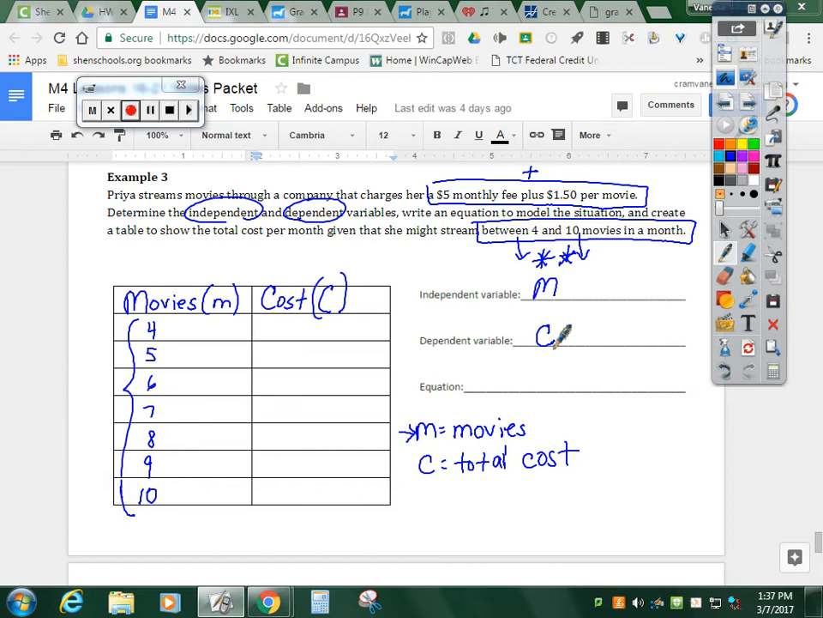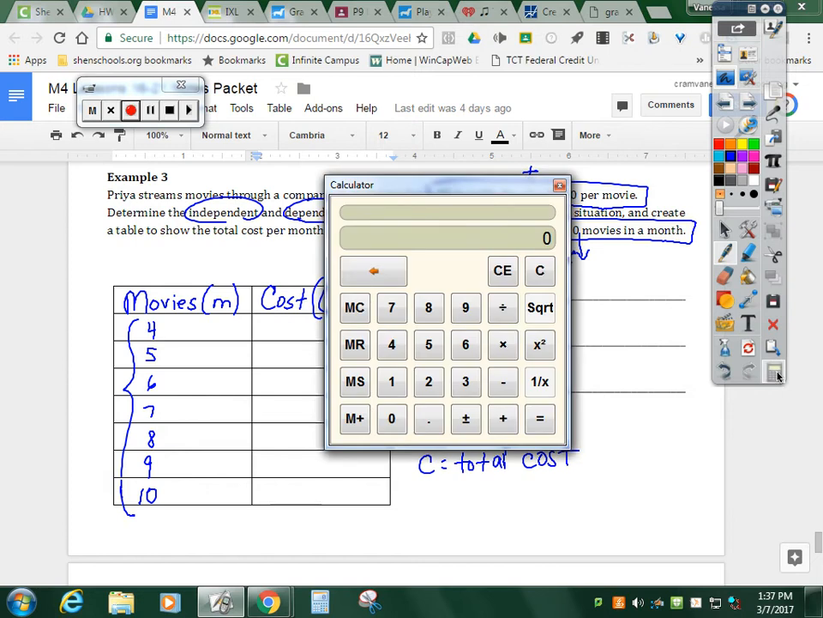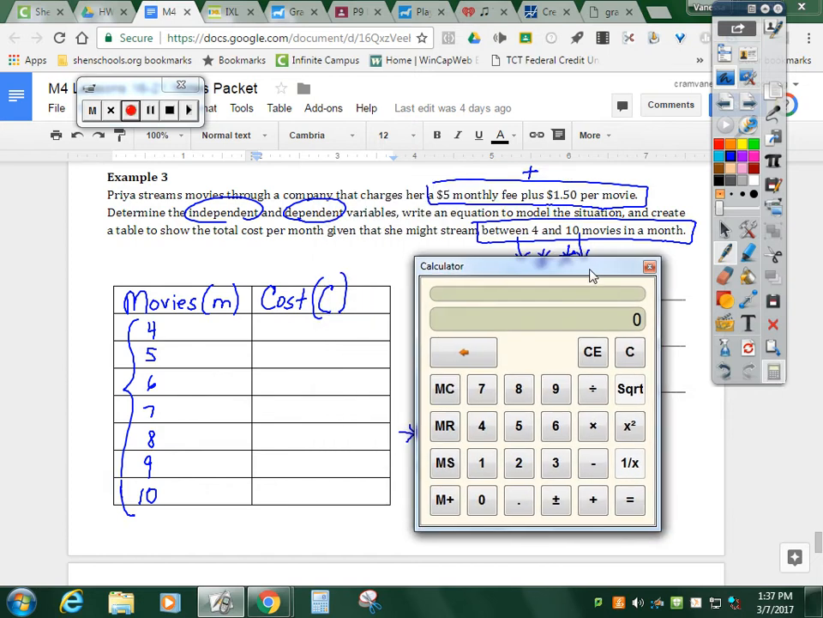Now this one was tricky. I liked the trickier ones actually. So every movie is $1.50. So if we had 4 movies, we're going to take each one of those movies, we're going to times it by 4. But don't forget, you have a $5 monthly fee. Okay? So for 4 movies, the cost is going to be $11.